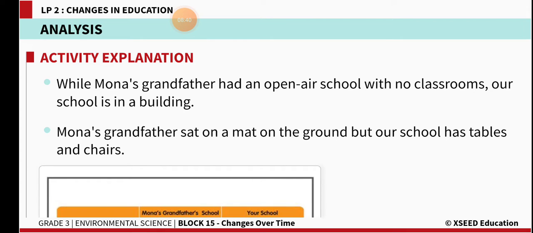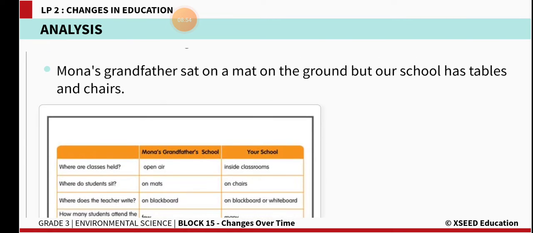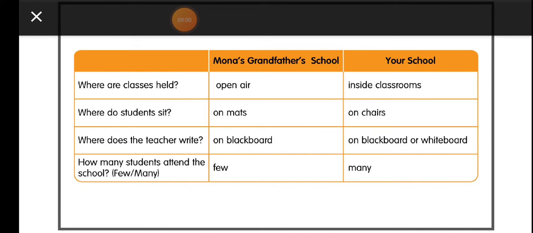While Mona's grandfather had an open air school with no classrooms, our school is a huge building. Mona's grandfather sat on a mat on the ground, but our school has tables and chairs. So these are the answers for the activity which we discussed before. Mona's grandfather used to sit in an open air school, but nowadays schools are inside classrooms. Students sat on mats, and nowadays students are sitting on chairs.